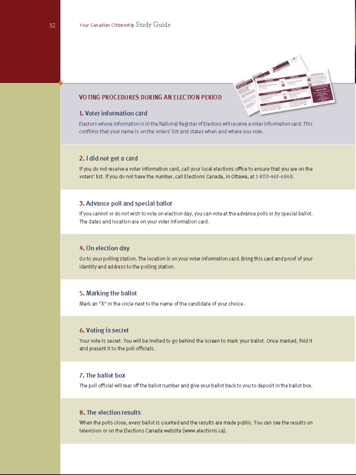Advance poll and special ballot. If you cannot or do not wish to vote on Election Day, you can vote at the advance polls or by special ballot. The dates and location are on your voter information card.